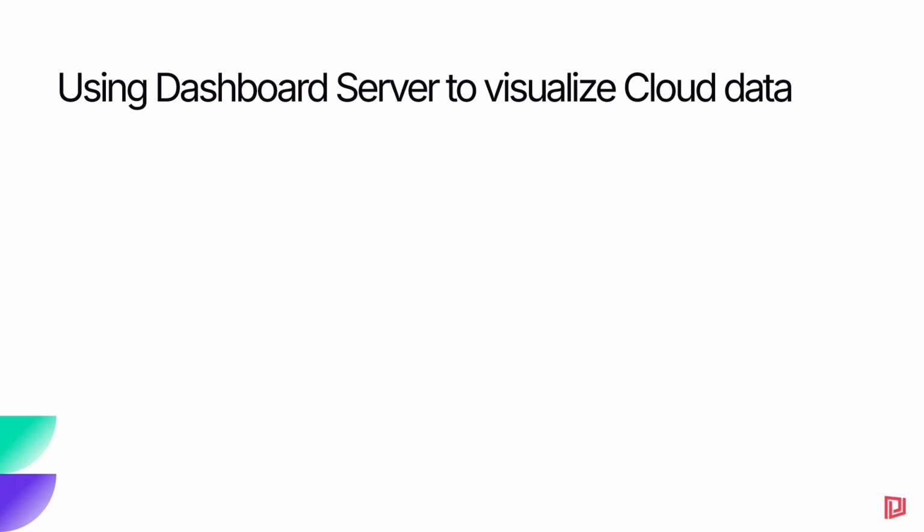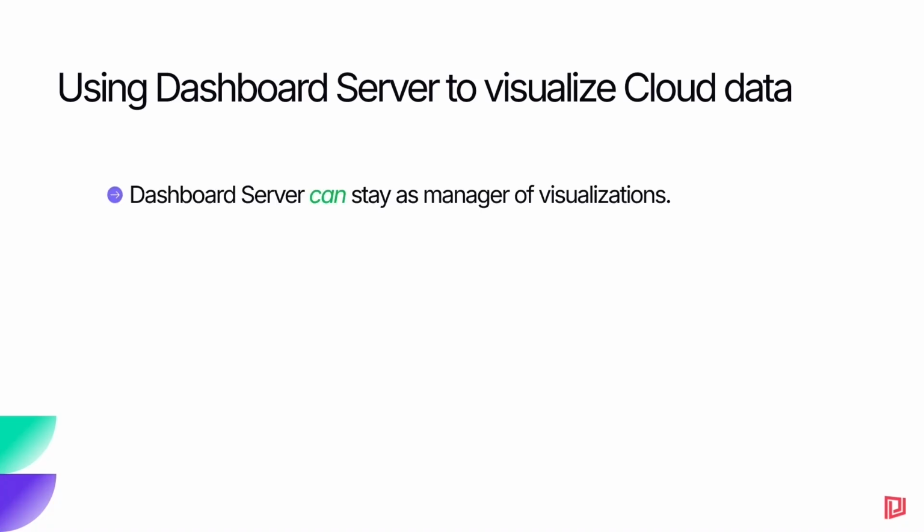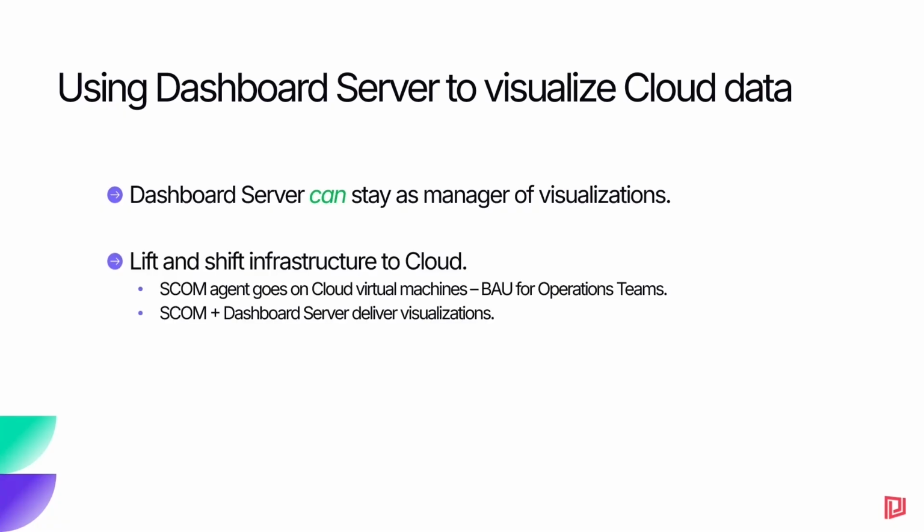And let's start by looking at Dashboard Server to visualize cloud data. Some customers want to keep Dashboard Server as their visualization hub, at least initially. It's certainly not the only option, but let's start there. If you're lifting and shifting Windows Server virtual machines to Azure, AWS or Google Cloud, it's straightforward. Put the SCOM agent on them and manage them exactly as you would on premises. Your dashboards still work, your SCOM alert rules and monitors will still fire. Your team needs to learn nothing new.